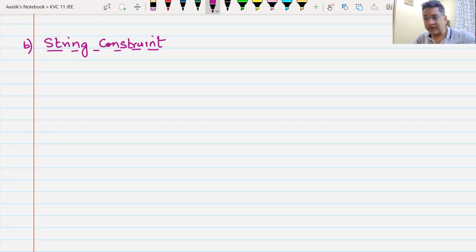Now we have dealt with this string constraint from the very first question that we did on strings. On the very first question that we did on strings, we were dealing with this string constraint because as soon as we heard the word string, I gave you some important points about strings. Do you remember those points about the strings that I had given you?